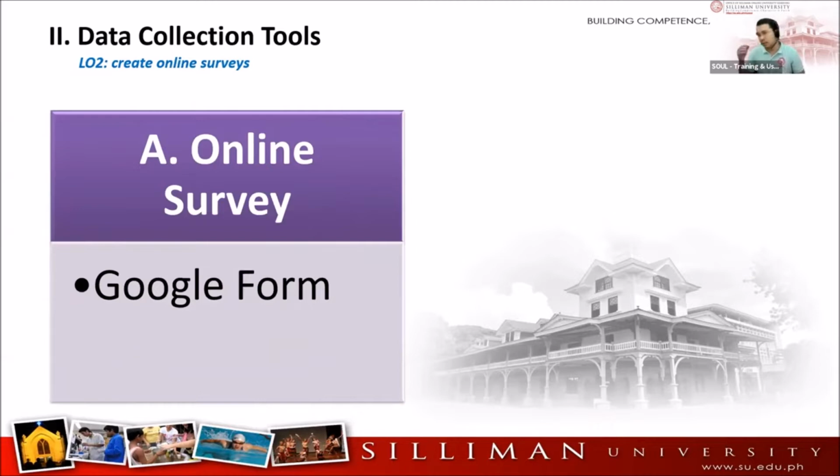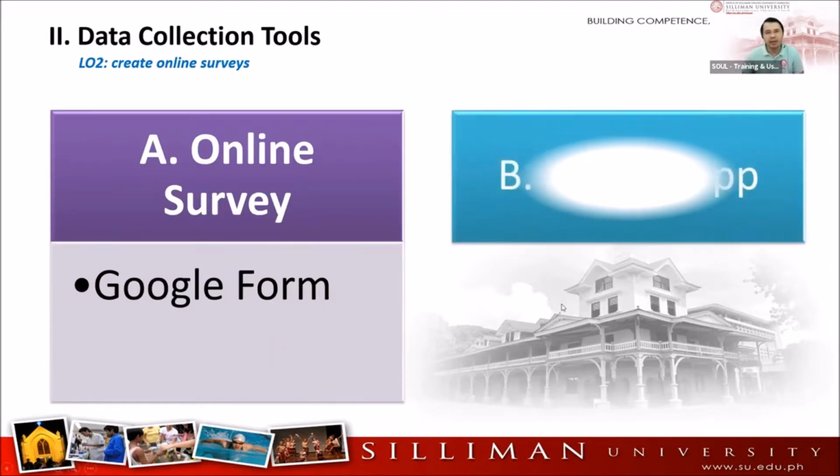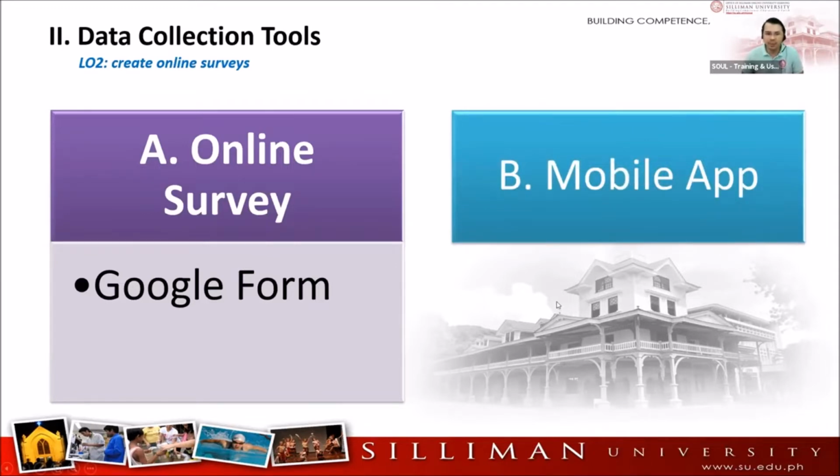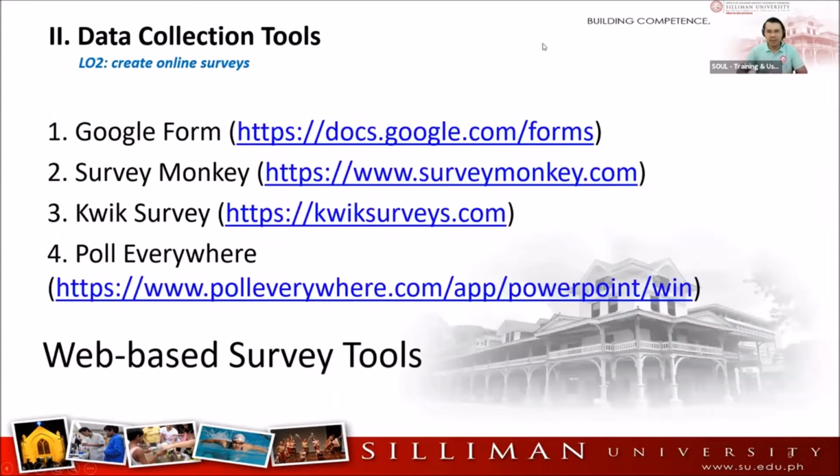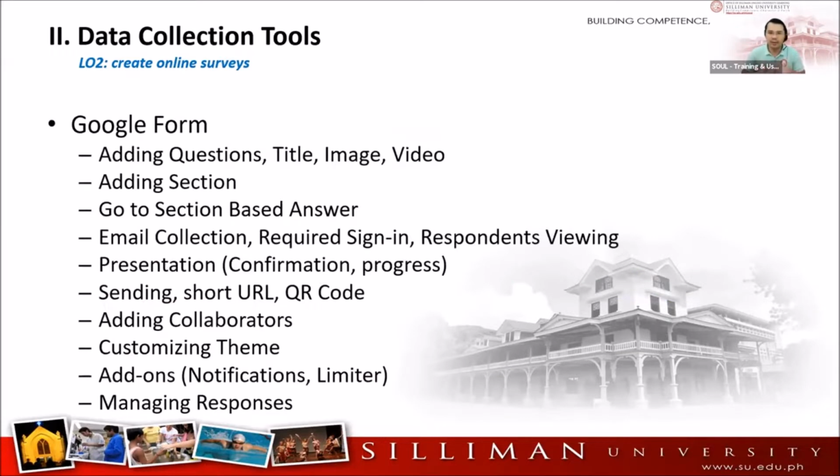There are many. Maybe you are familiar with Quick Survey, Qualtrics, and many more. There are really free ones, but for the mobile app we will be using SurveySparrow. As I've mentioned, there are many: we have Google Forms, SurveyMonkey, Quick Survey, and you can even use Poll Everywhere. In the US, Poll Everywhere is used, but most of the time this is being used in the academic setting.